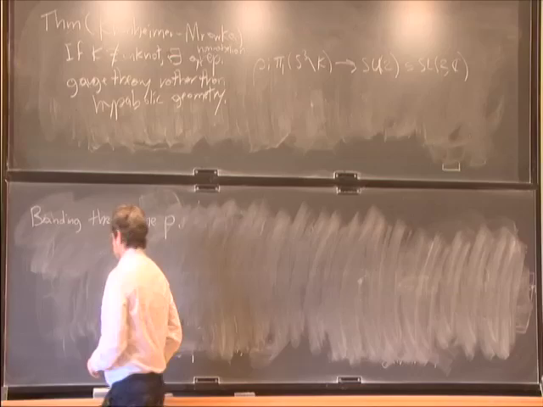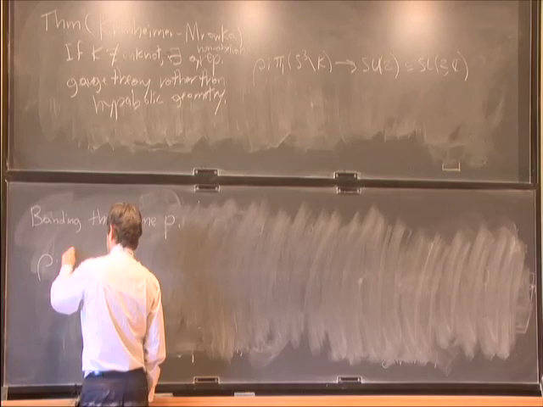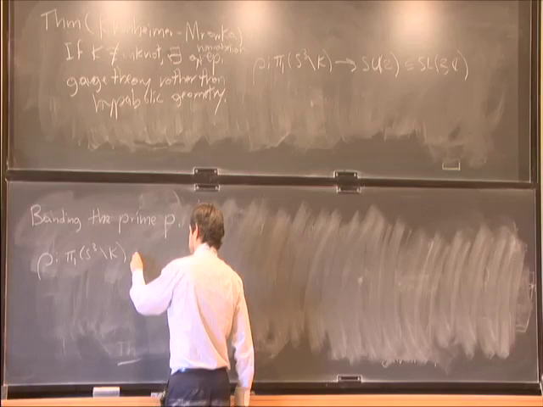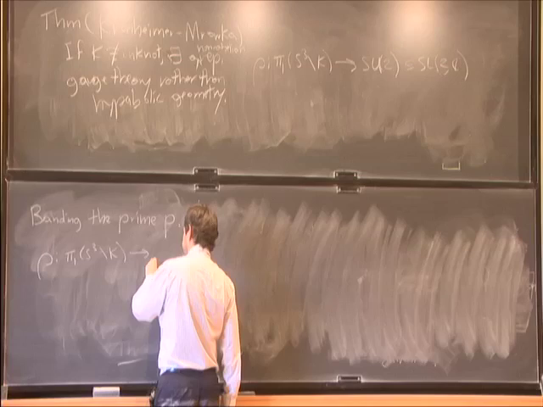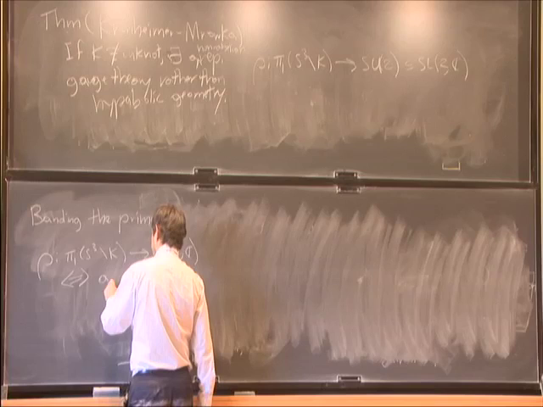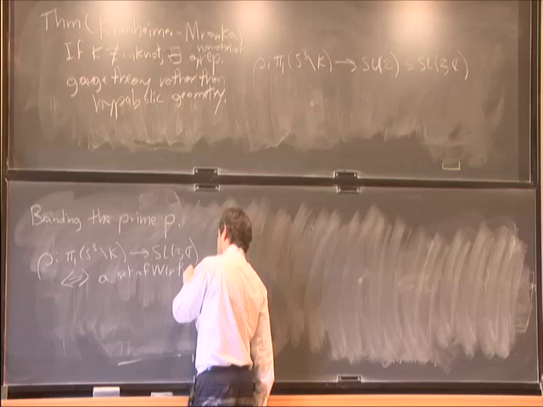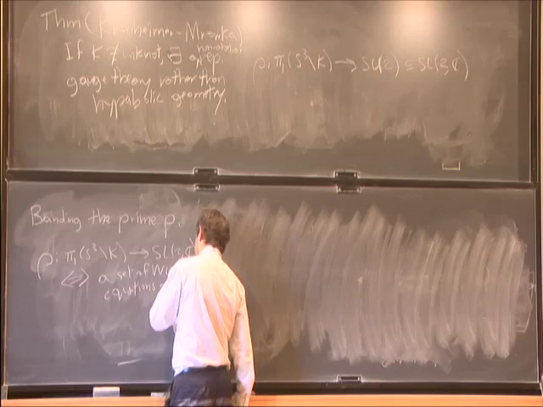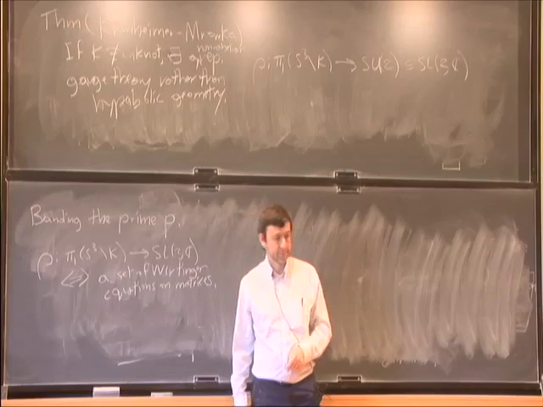So, a representation rho from pi 1 to S 3 to SL2C is equivalent to a set of Verdinger equations on matrices. It's just that the matrices have to satisfy the same equations.